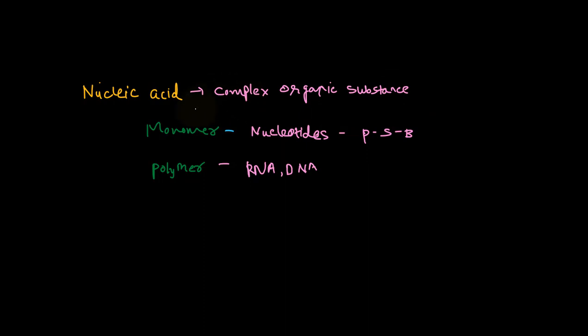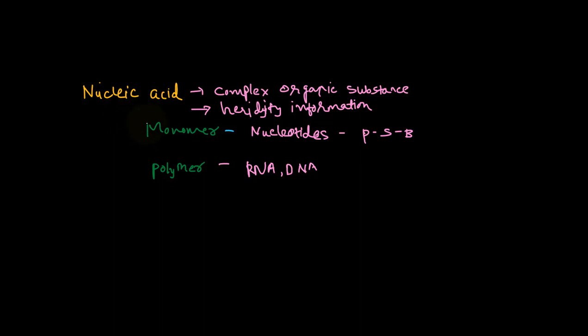The importance of this nucleic acid is that it contains the hereditary information that is passed from one generation to another generation. This hereditary information from your parents is passed to the offspring, that is your child, right? So that is the nucleic acid, the most important organic substance present inside the living cell.